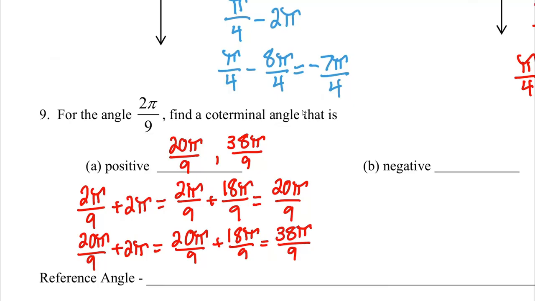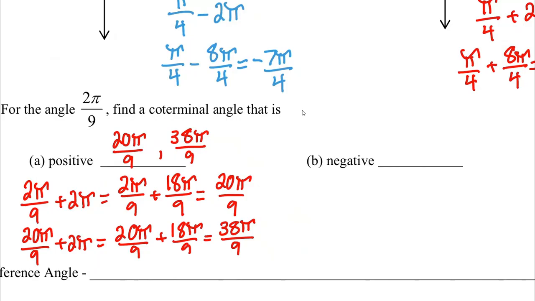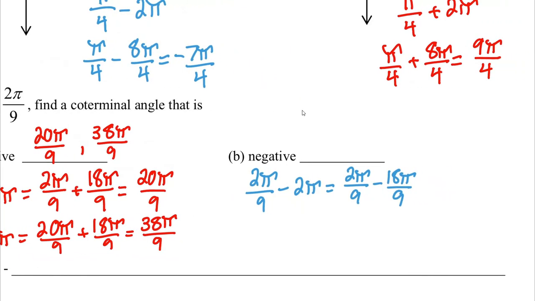Okay. So let's say I had an angle and I added 2 pi and I was still at, I don't know, negative pi over 3. Is that an okay answer for this question? No, I'd have to add 2 pi again until I get something positive. All right, so for a negative coterminal angle, what do we think we need to do? Subtract 2 pi. So that would be negative 16 pi over 9.